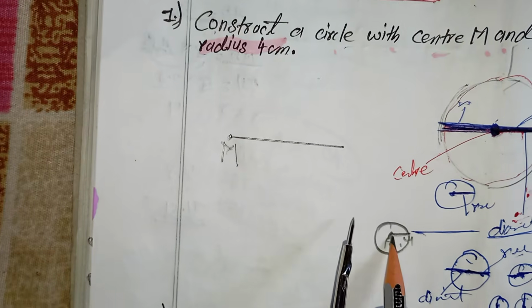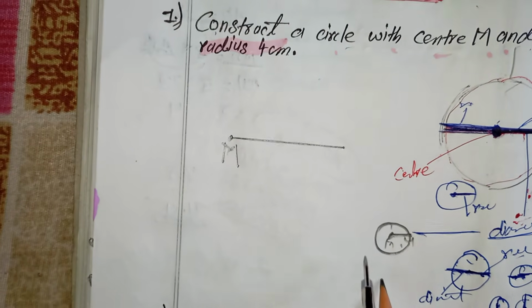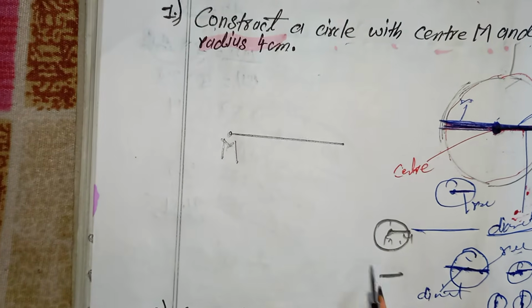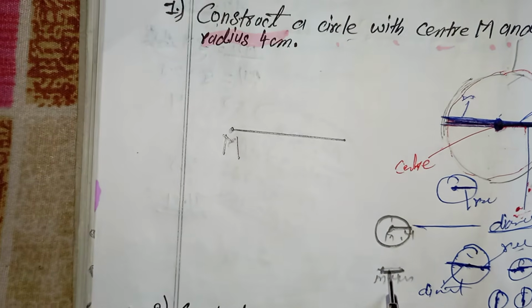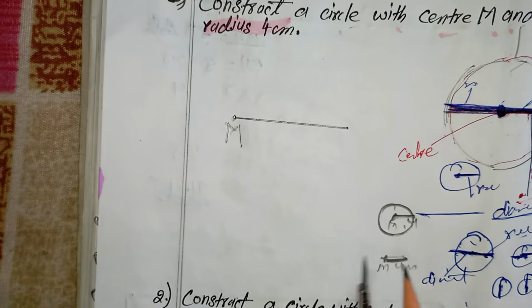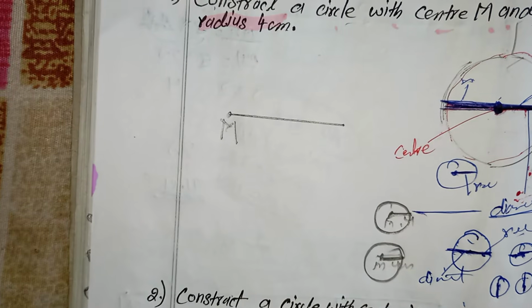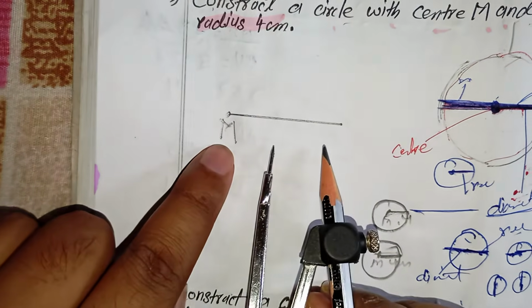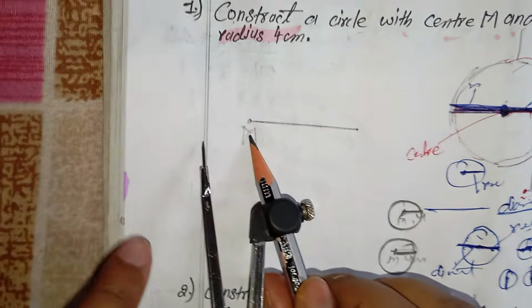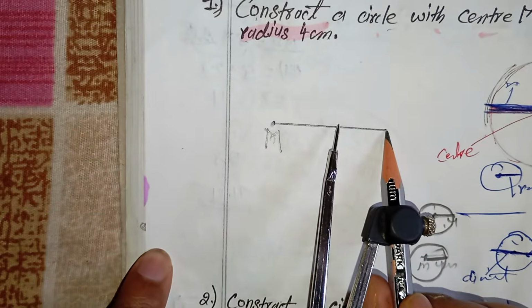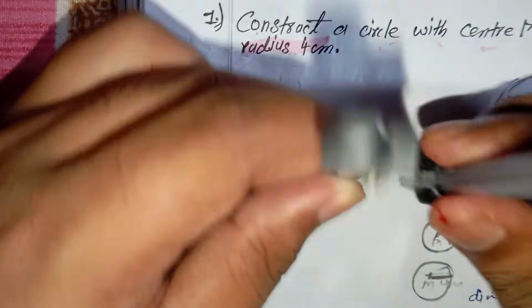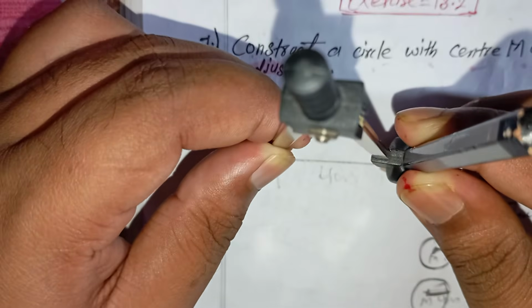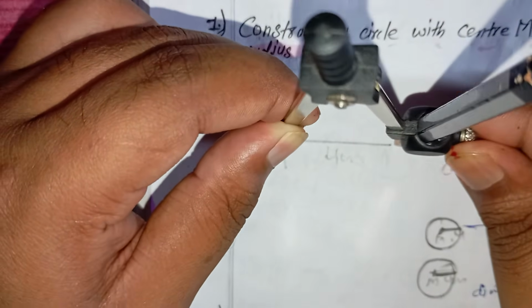Now I'm just drawing one line here, 4 centimeter. I just draw one line like that. On this one I put M, and this is a total of 4 centimeter. Then I put the scale here and create the circle like that. Here the center is M, and this is a 4 centimeter radius. Now I have to create the circle.